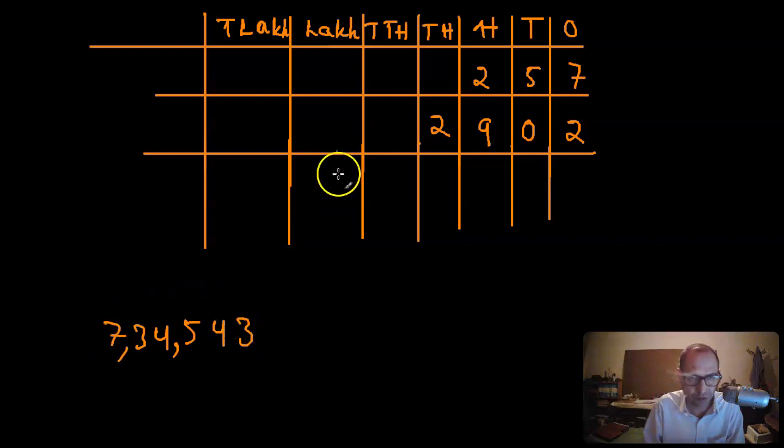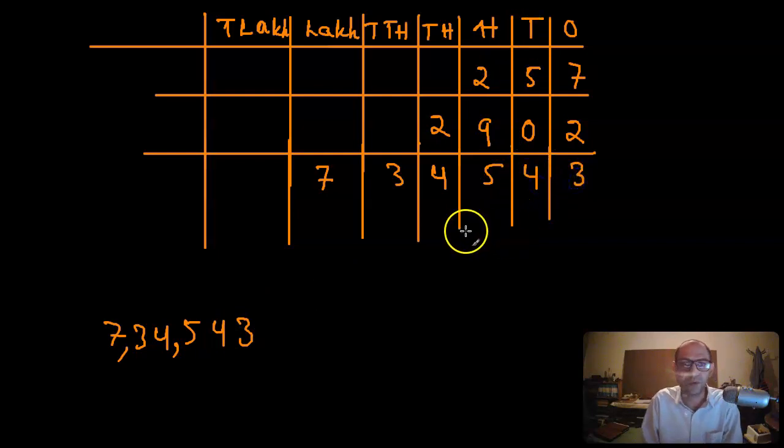So the number becomes essentially 734,543. So 7 would be under lakh, 7 lakhs, 34,000. So 3 would be in the 10,000s place value, 4 would be in the 1,000s place value, 500. So 5 would be in the 100s place value, 4 would be in the 10s place value, and 3 would be in the 1s place value. So that's basically that.